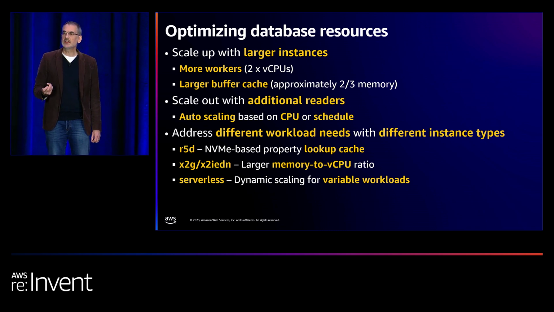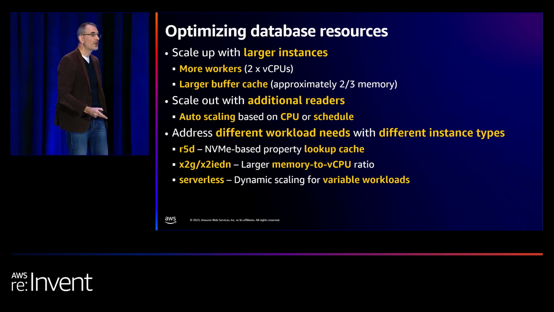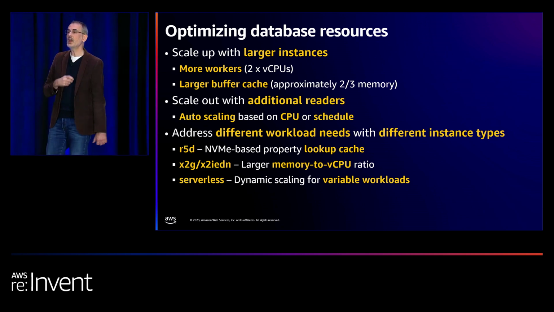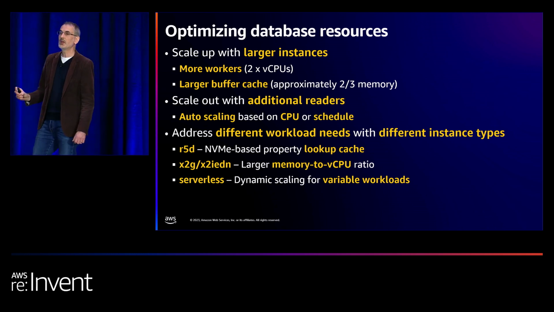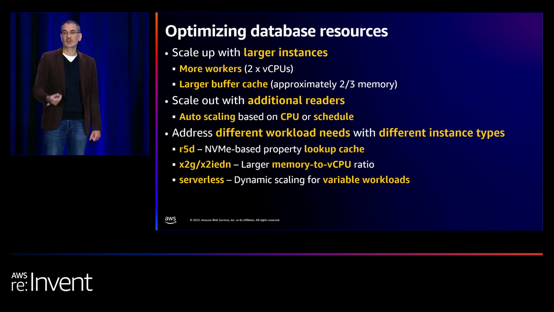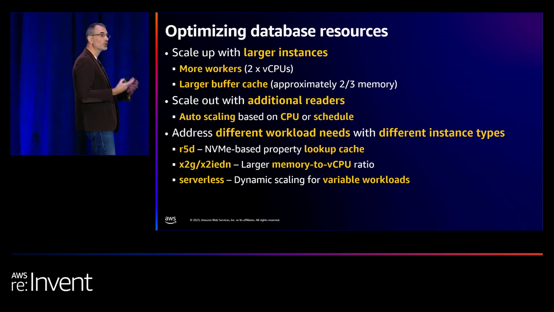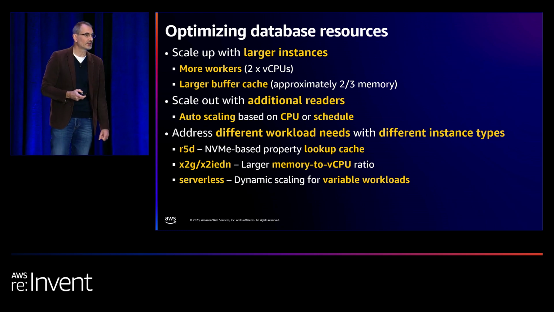And then finally, if you have a variable workload where you experience peaks and then troughs, very high throughput, and then periods where you've got relatively low throughput or the cluster is idle for long periods of time, then you should consider using serverless instances. Serverless instances can scale dynamically in order to address those workload needs. And that's what I'm going to talk about next.